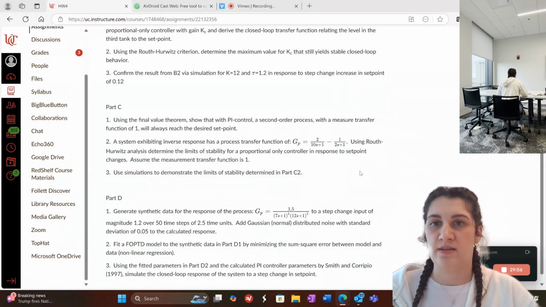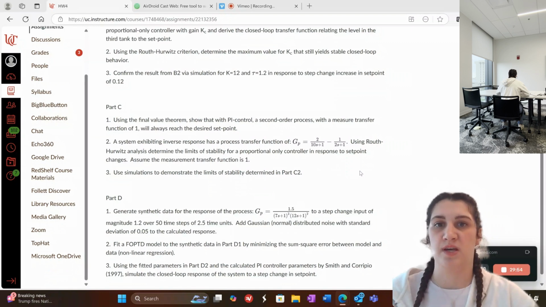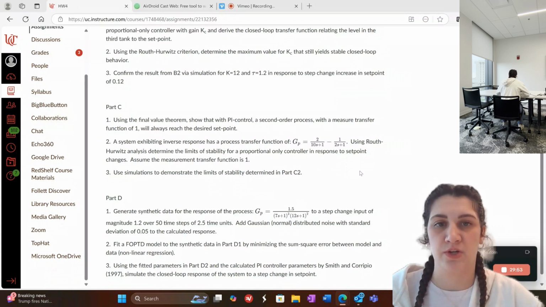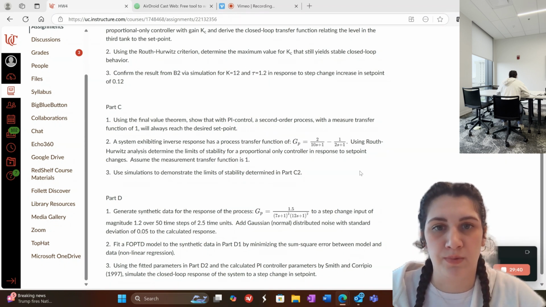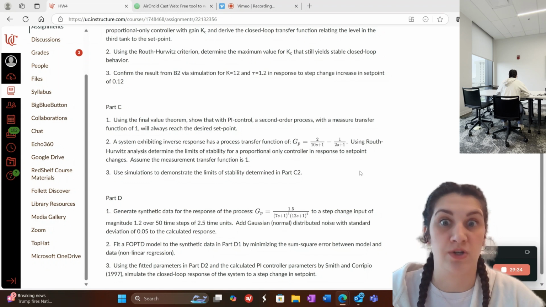This states a system exhibiting inverse response has a process transfer function of GP equals 2 over 10s plus 1 minus 1 over 2s plus 1. Using Routh-Hurwitz analysis, determine the limits of stability for a proportional only controller in response to set point changes. Assume the measurement transfer function is 1.